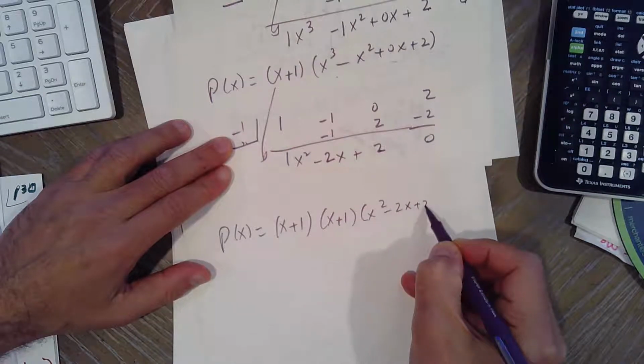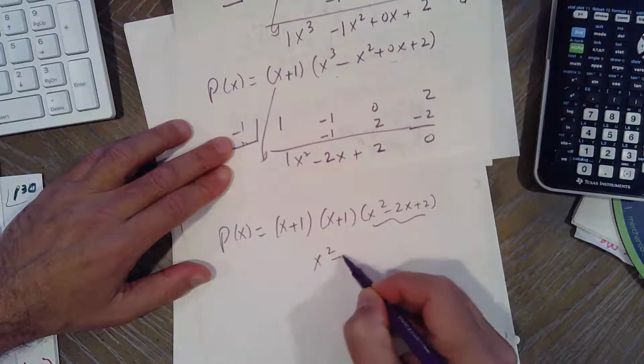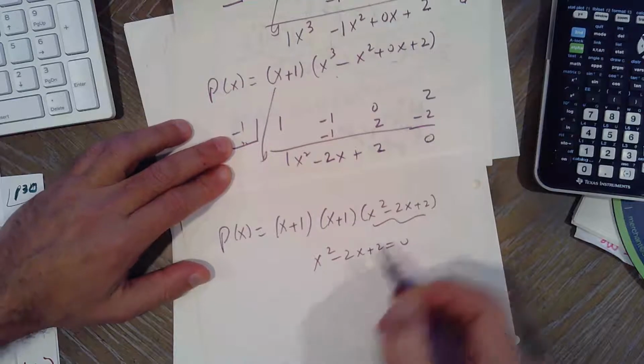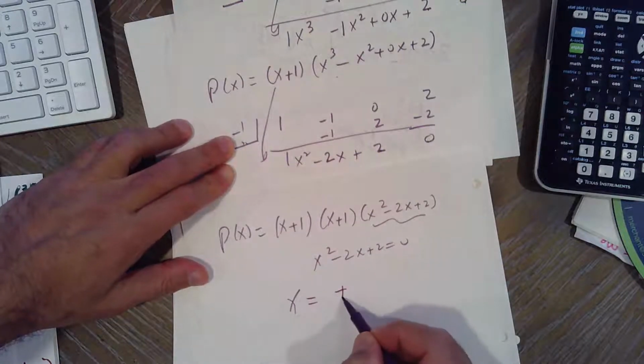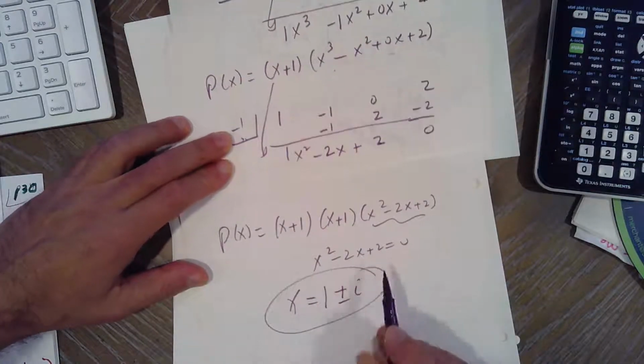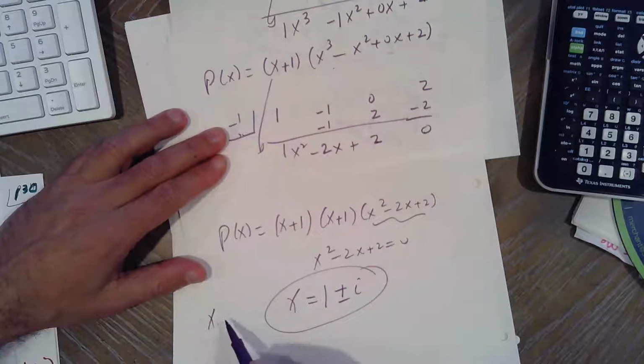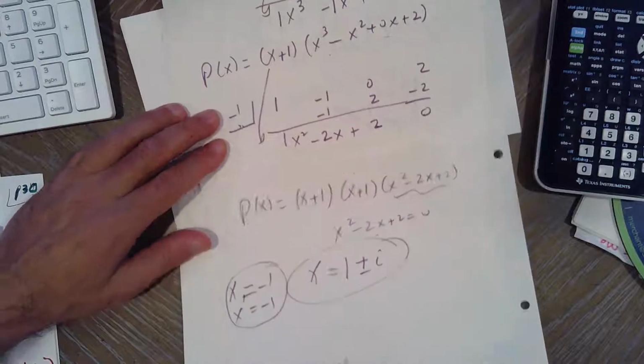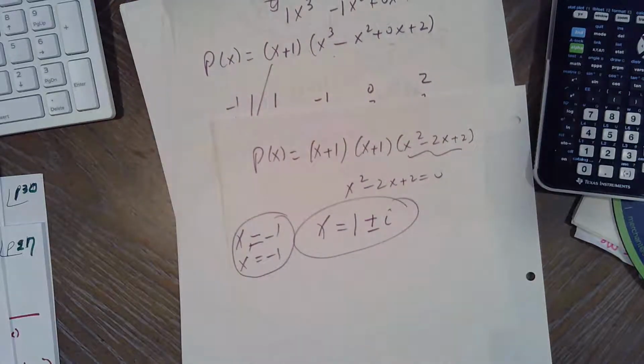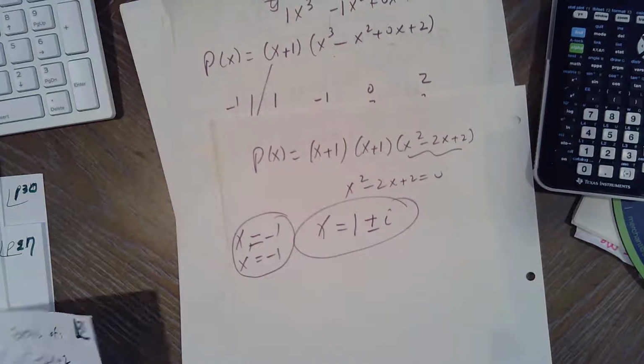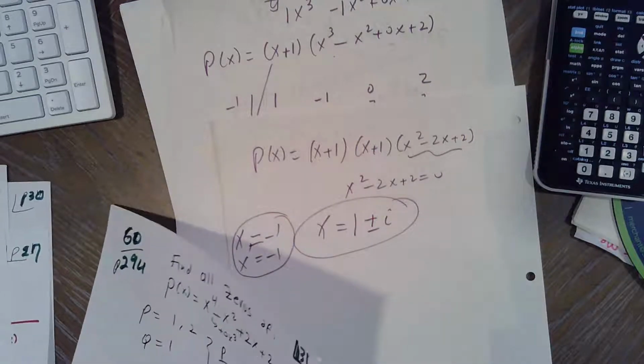And now using the quadratic formula, you should know how to do this by now, you get x equals 1 plus or minus i. So we got 2 imaginary and 2 real zeros, but the real ones are the same, negative 1, negative 1. That's why the graph bounces off there.